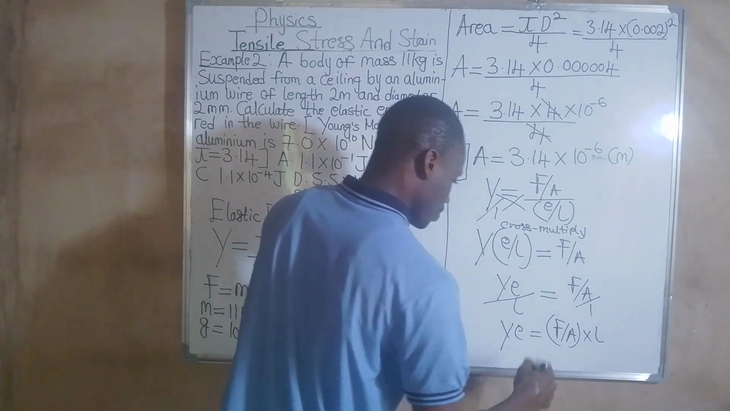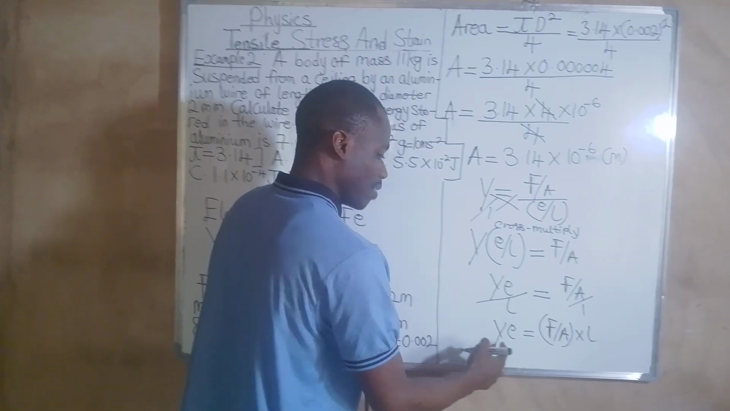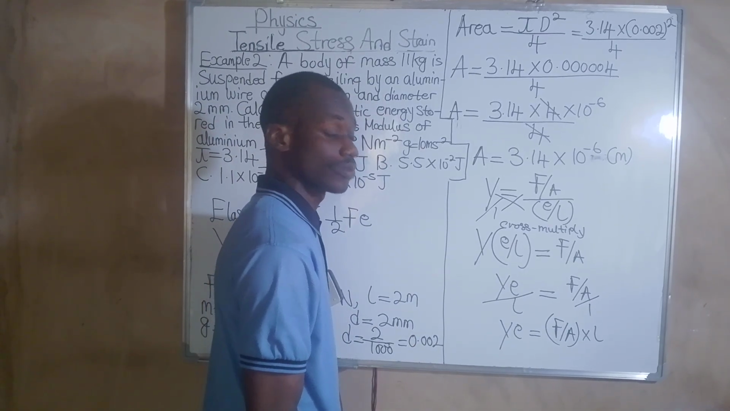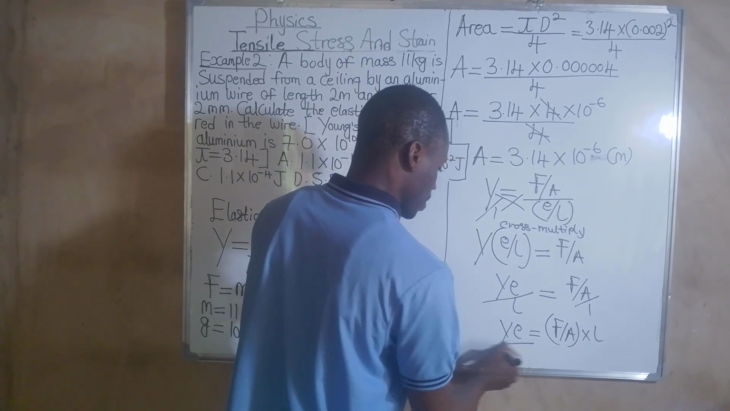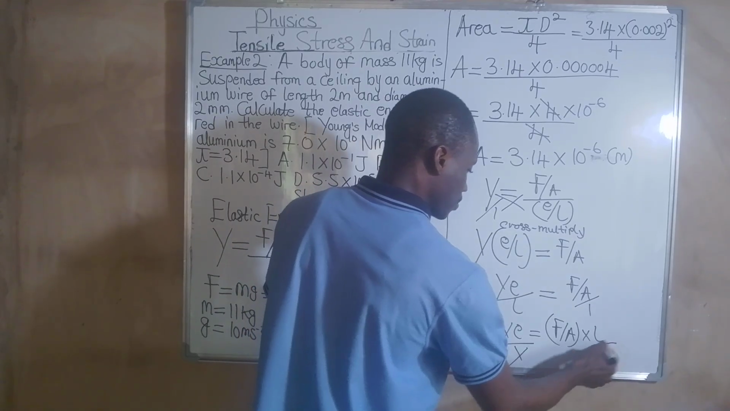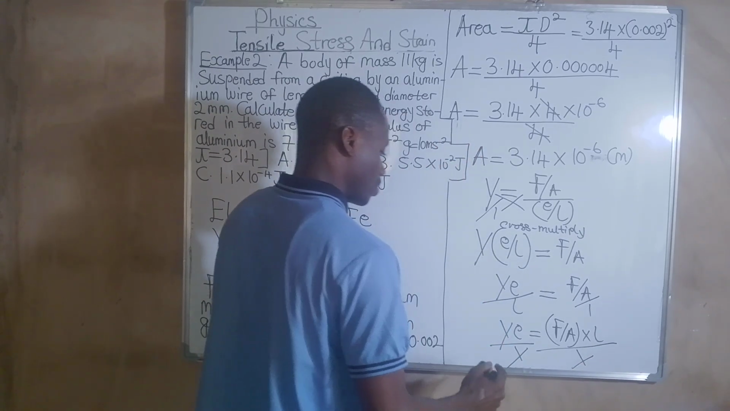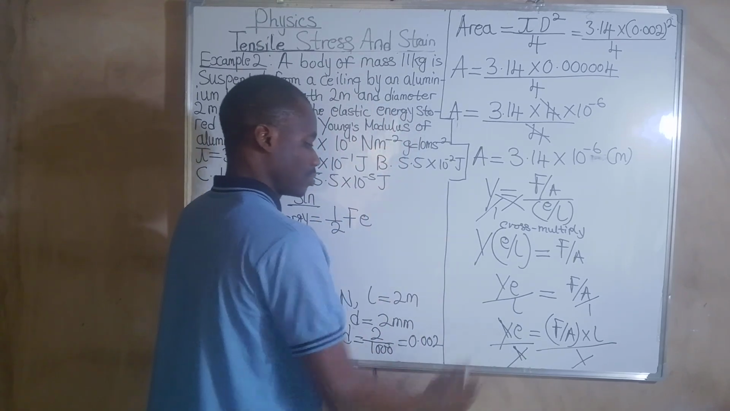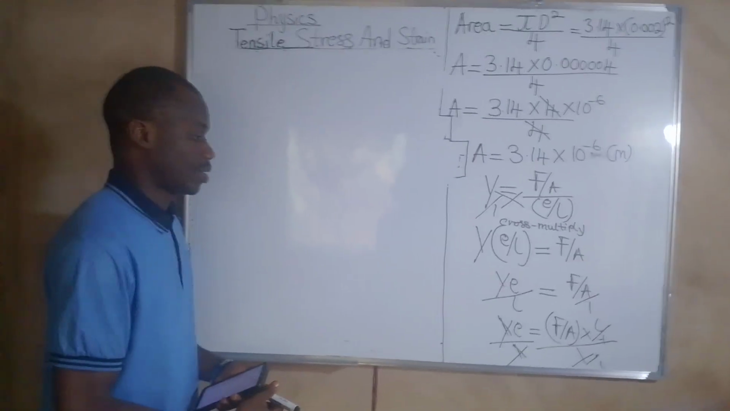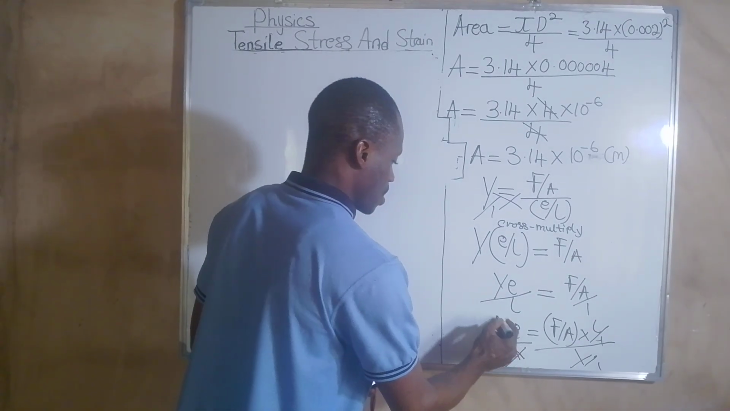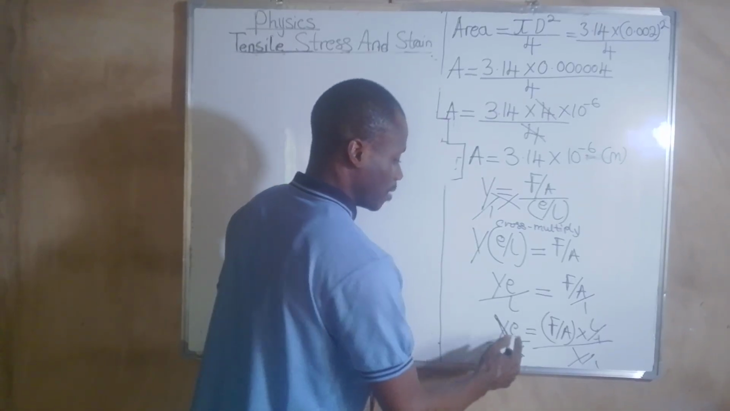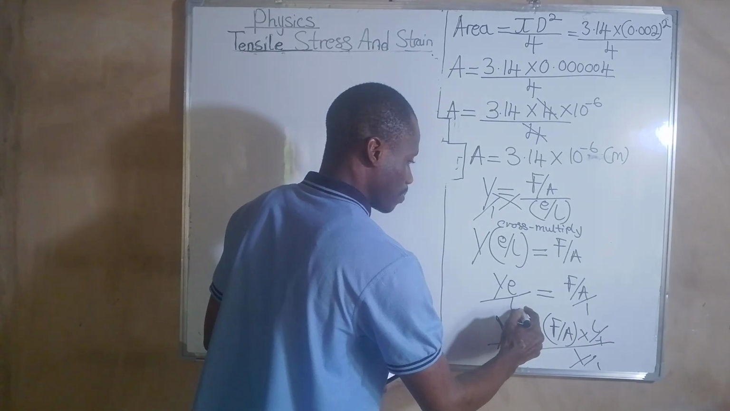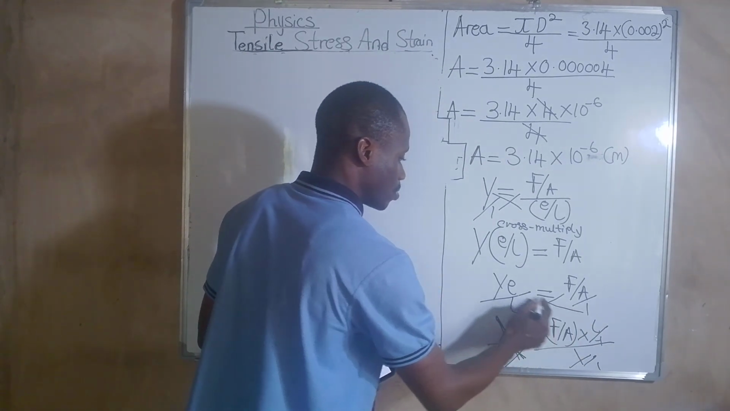Now, since it's times L, we are left with Y E equals this. So we'll now divide both sides by Y. Very good. This goes, this goes, so I'm going to wipe this out. We continue from here. We cancelled Y, and we're left with E equals F over A times L.